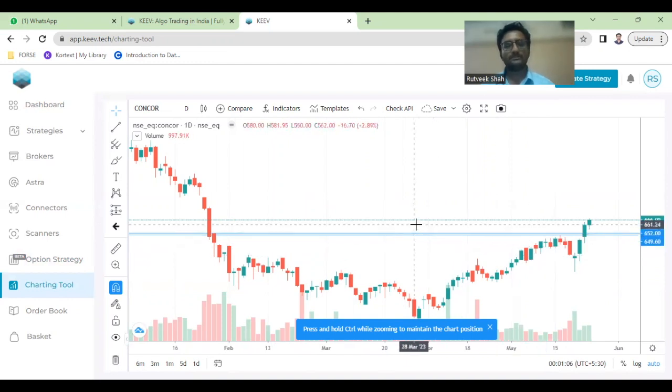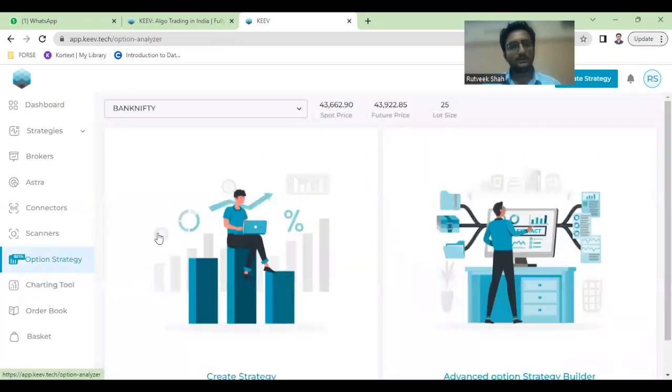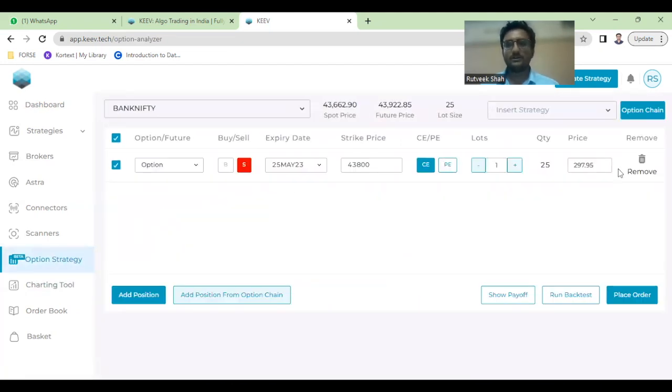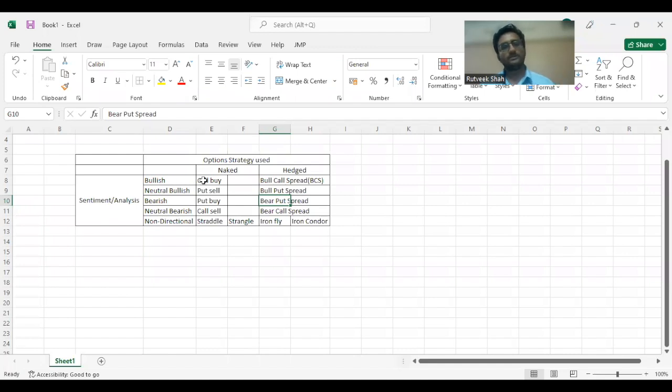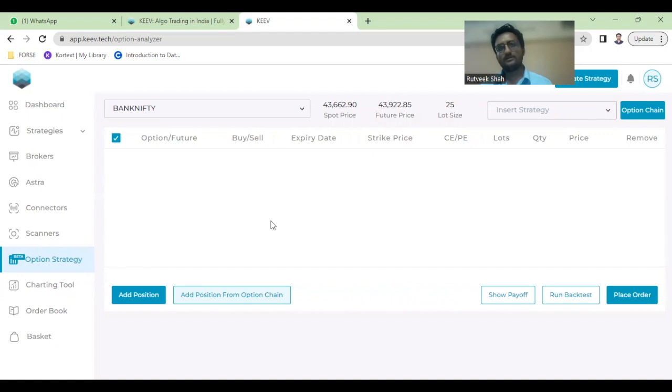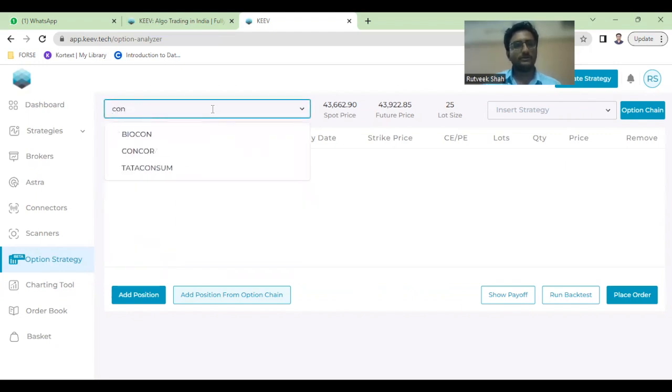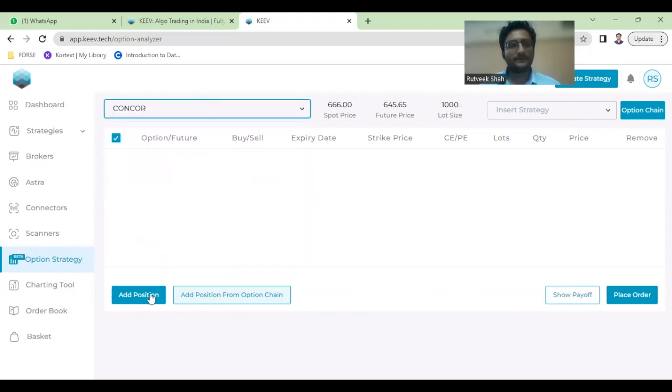So how can we leverage that with an option strategy, and how is it beneficial? So in the option strategy, in the bullish, we saw earlier that if we are bullish, then we can just do a call buy or a bull call spread or a put sell and a bull put spread. So let's compare these strategies on Concor and how their payoffs are different. So we'll just search for Concor here, and we'll add position.